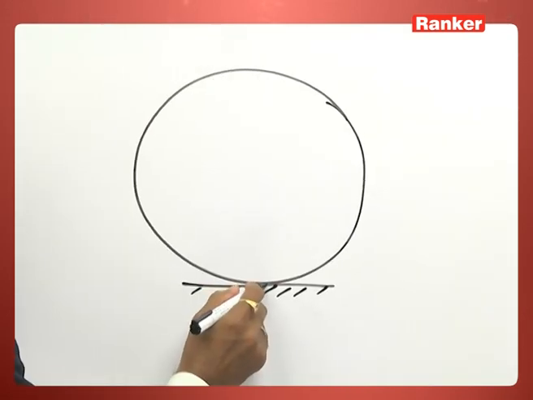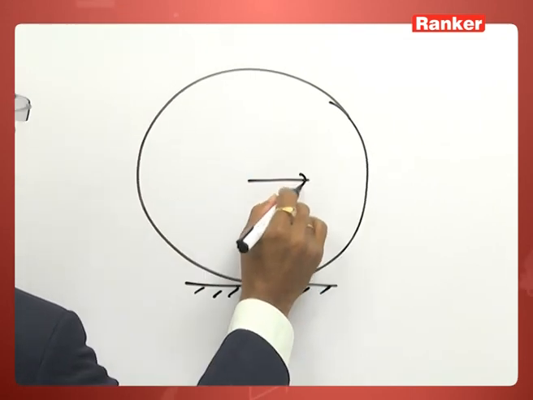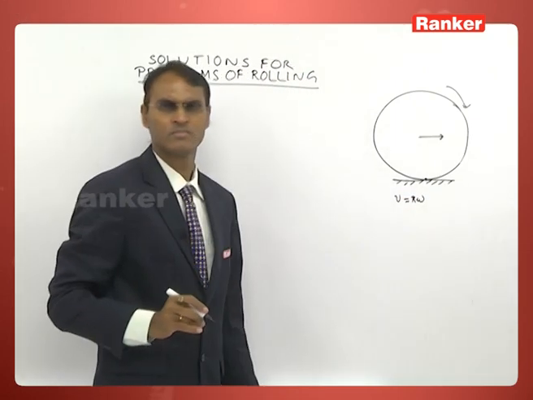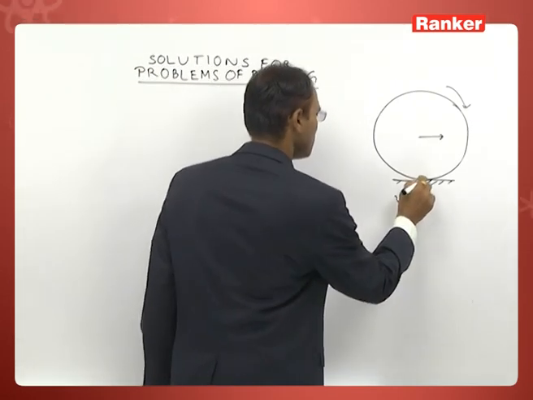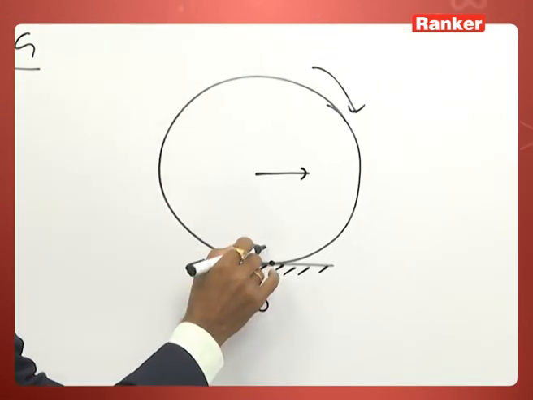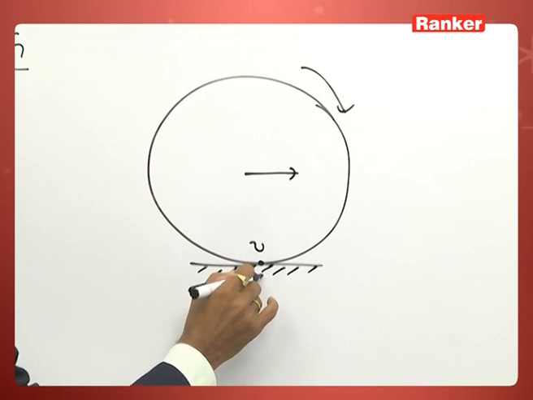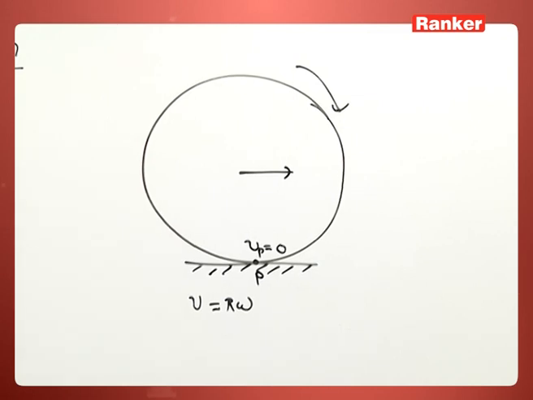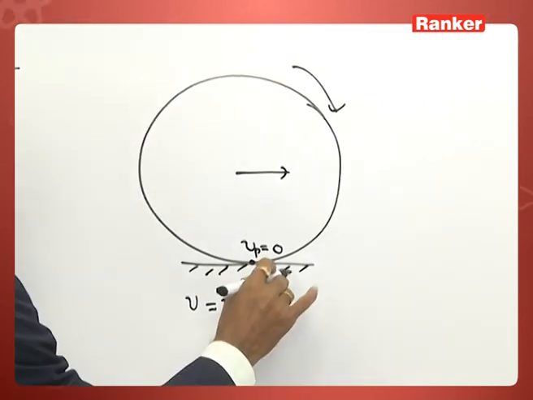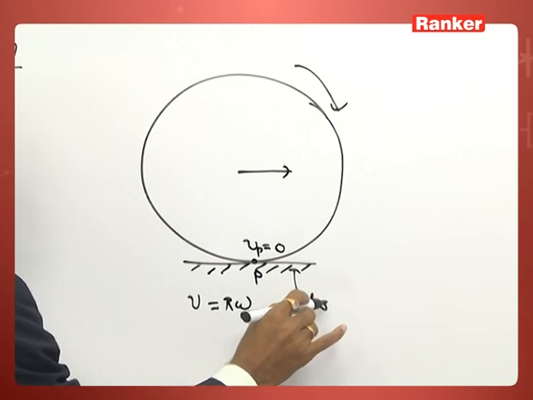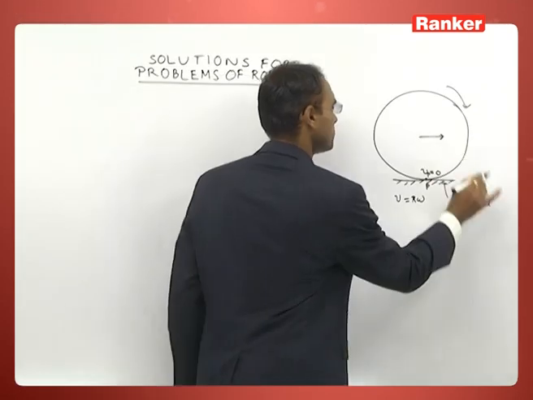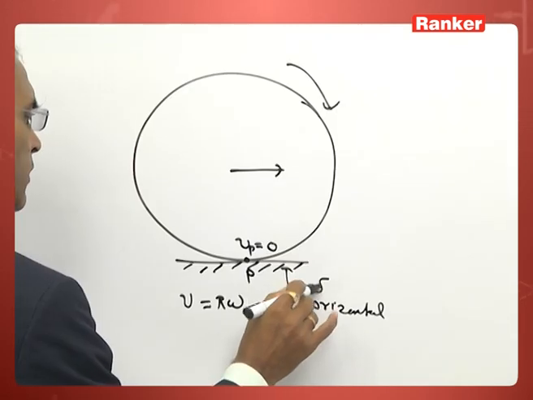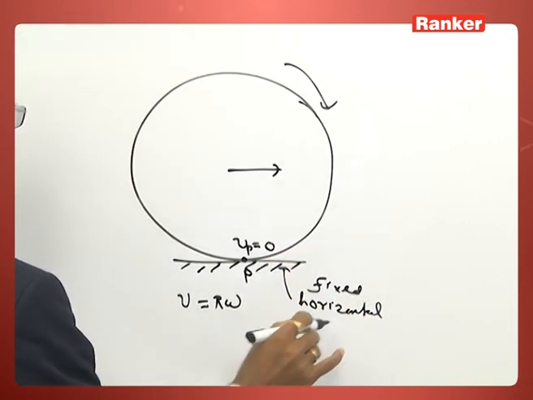One of the conditions for rolling is V is equal to R omega. This condition comes after equating the velocity of this point with 0. The surface that is horizontal is fixed. Fixed horizontal surface.